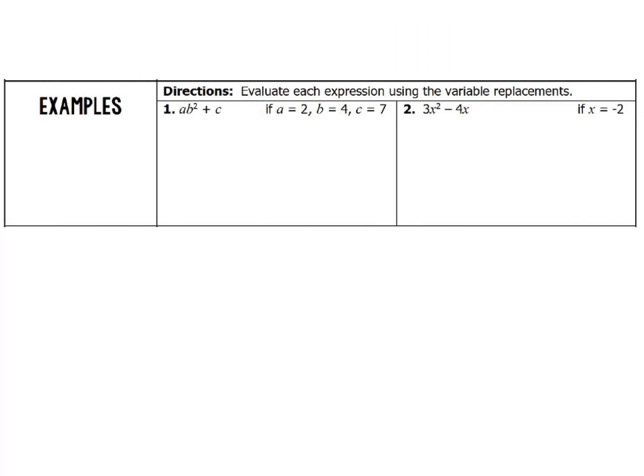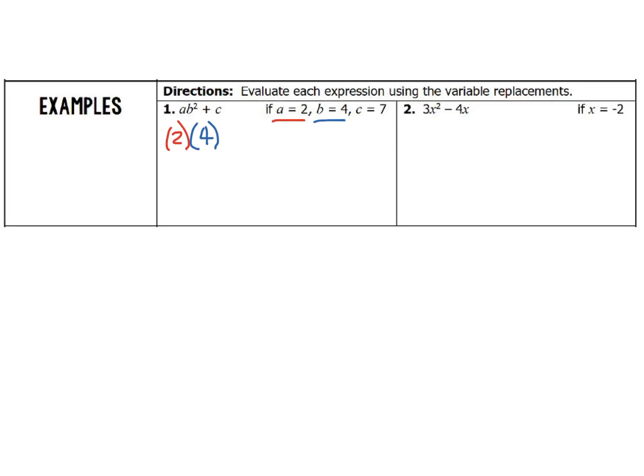We're now going to do 2 examples of evaluating expressions. And I like to color code quite a bit when I do evaluating. So for A, I'm going to use the color red. And instead of the letter A over here, I'm going to put a parenthesis with a 2 inside. For B, I'm going to use blue. So where I see that B, I'm going to put parenthesis 4.